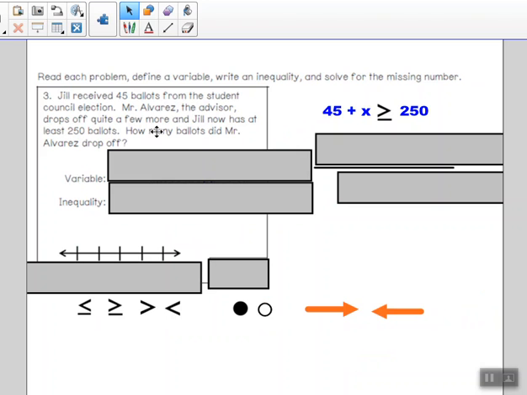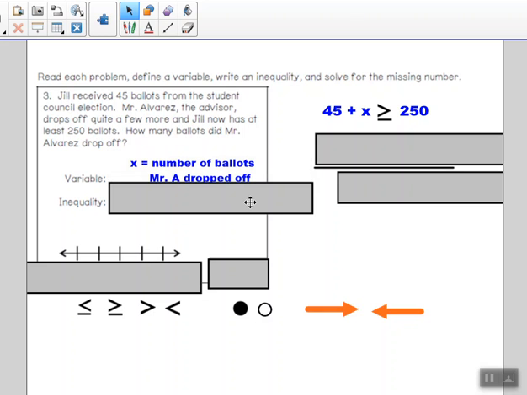Remember, a variable would be what we're not sure of currently, what we don't know. And if I look at the problem, there is one thing we don't know. Can you figure it out? We don't know how many ballots Mr. Alvarez dropped off and gave to Jill, okay? So I said that our variable, let's use X, is the number of ballots Mr. Alvarez dropped off.